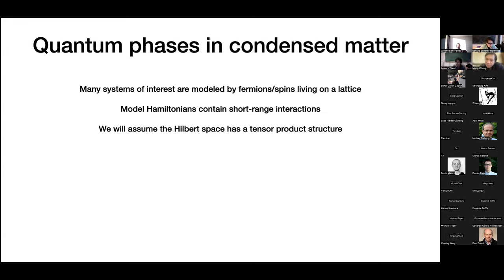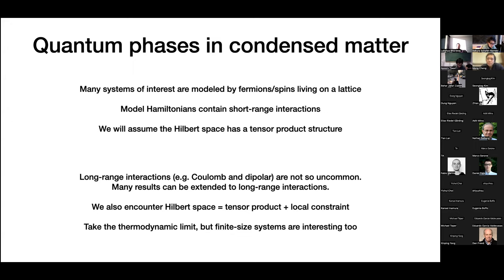So even though I make these assumptions, I'd like to make a few remarks about important situations that are not necessarily covered by them. For example, we can have long-range interactions, which are not so uncommon. For example, Coulomb interactions or dipolar forces. And I'll just say that many results can be extended to systems with long-range interactions. We also encounter Hilbert spaces which are obtained from tensor product Hilbert spaces subject to local constraints. Okay. And almost everything I say applies to the thermodynamic limit, but finite size systems are also interesting to think about.